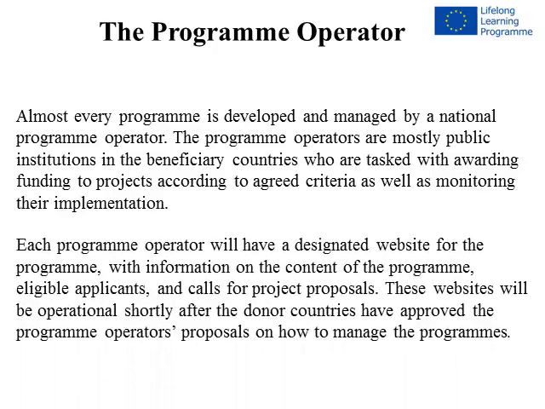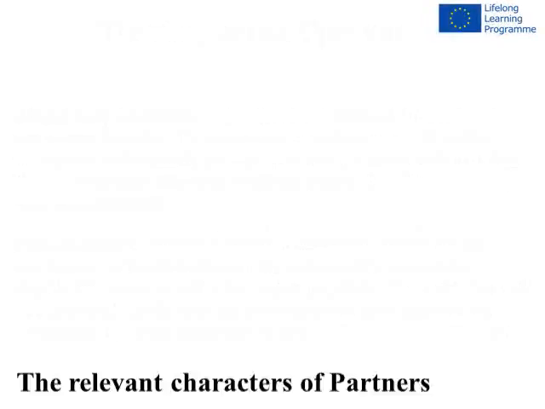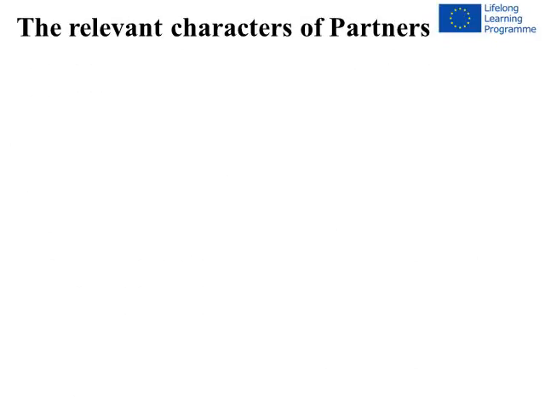Each program operator will have a designated website for the program, with information on the content of the program, eligible applicants, and calls for project proposals. These websites will be operational shortly after the donor countries have approved the program operator's proposals on how to manage the programs. The relevant characteristics of partners.